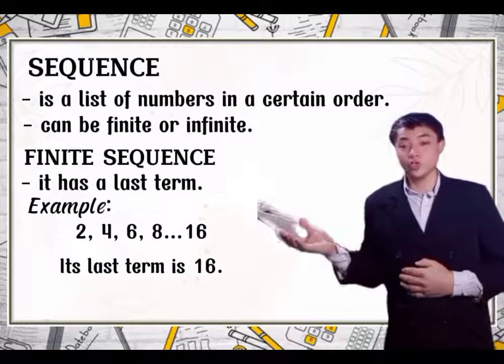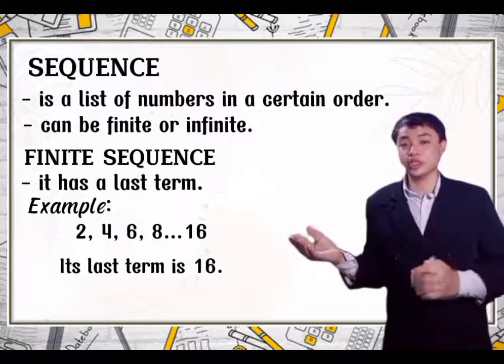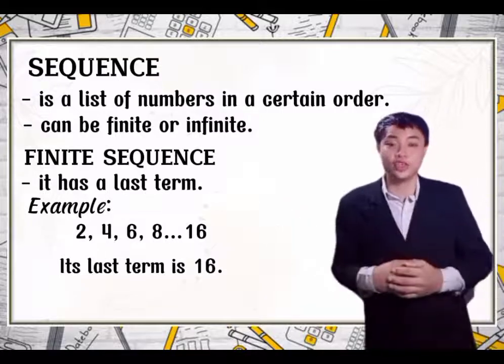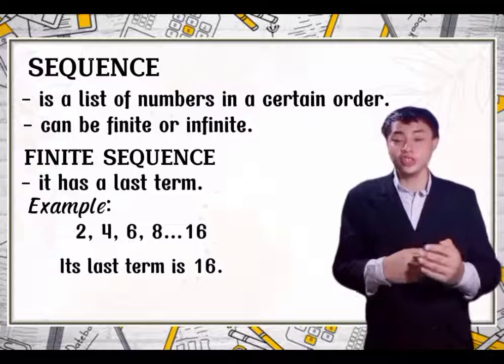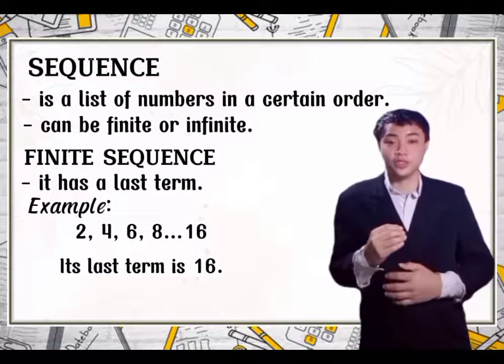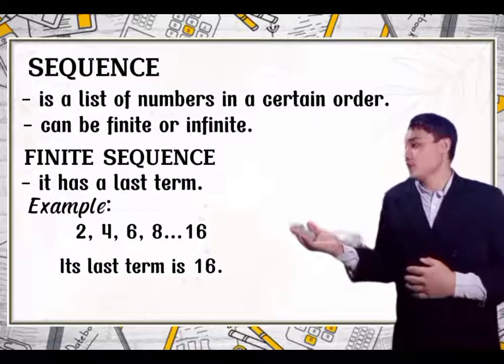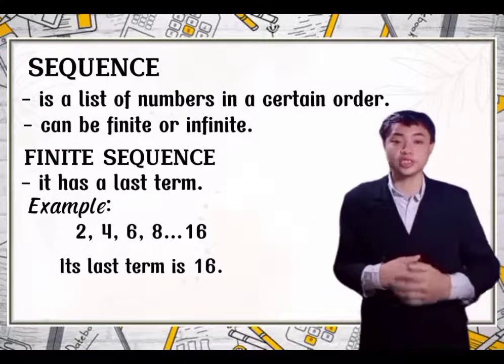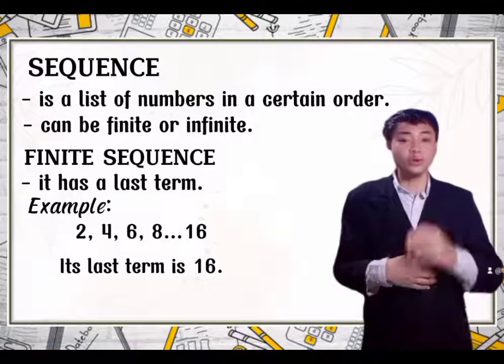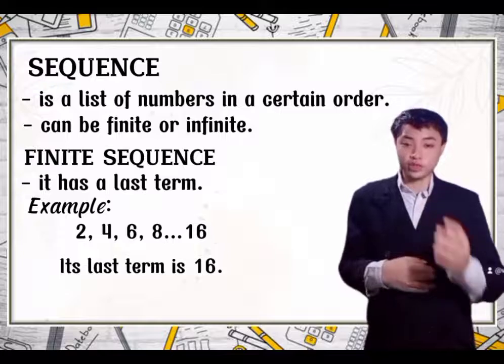When we say sequence, it is a list of numbers in a certain order. It can be finite or infinite. When we say finite, it means it has a last term. For example, 2, 4, 6, 8 to 16. So its last term is 16. That's why we call it a finite sequence.